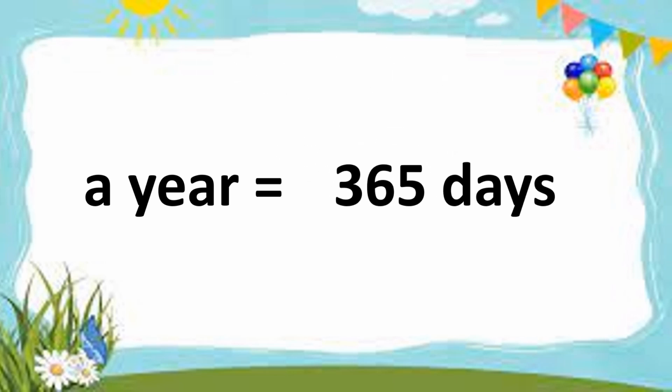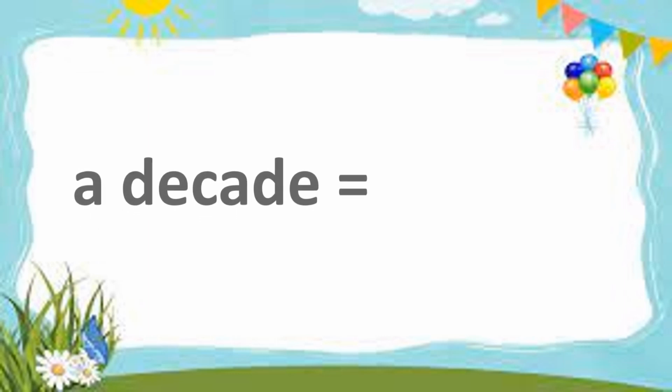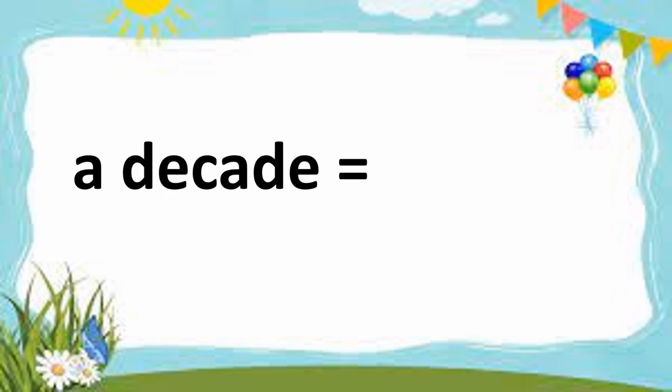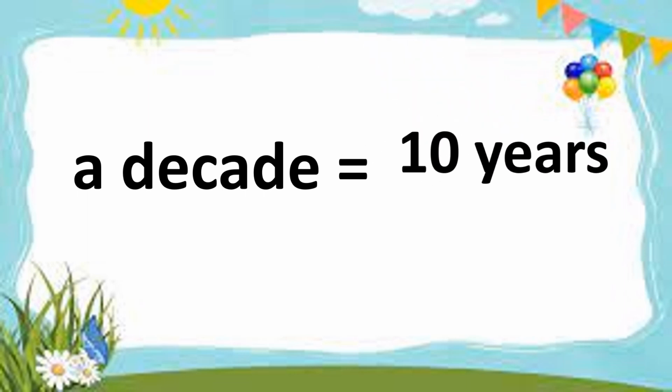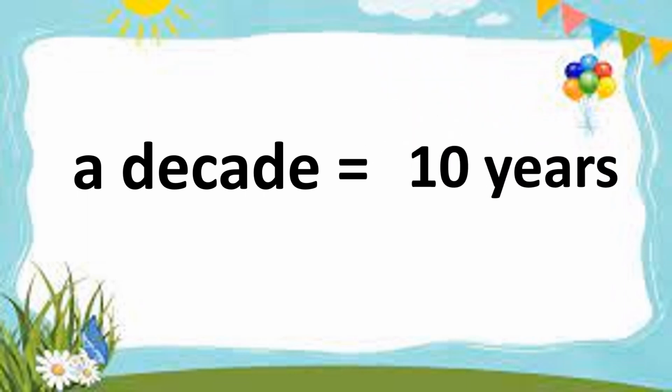Let's start with a year. A year is equivalent to 365 days. Can you read? A year equals 365 days. Next is a decade. A decade is equal to 10 years. Can you read one more time? A decade equals 10 years.